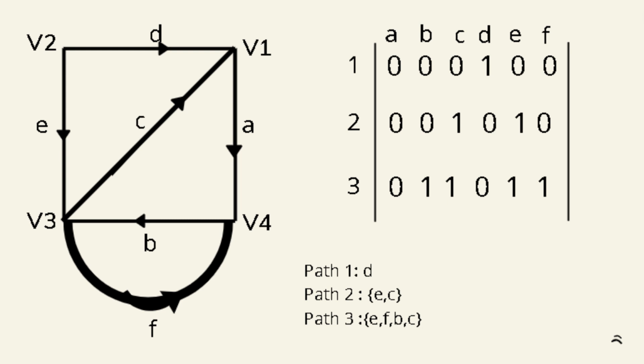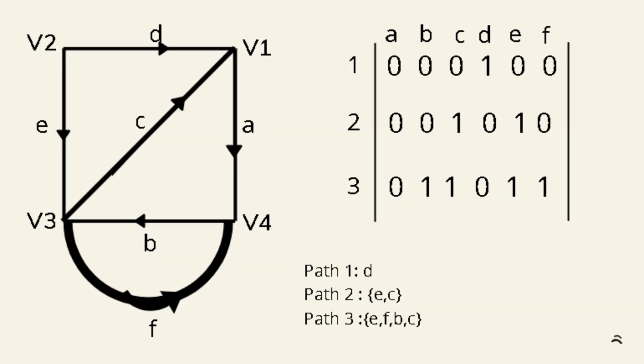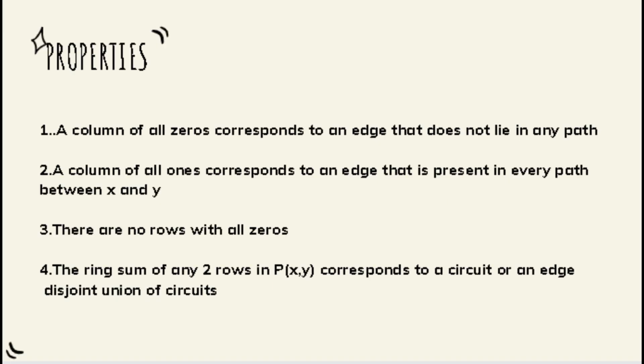So let's go to the next one. A column of all ones corresponds to an edge that is present in every path between x and y. This means that just imagine in column C, if we had all ones, okay? The problem is we don't have an all-ones column. If C was all ones, it means that C would be present in all of the paths. In path 1, there'll be C. In path 2, there'll be C. In path 3 also, there'll be C. That is what the second property is telling us.